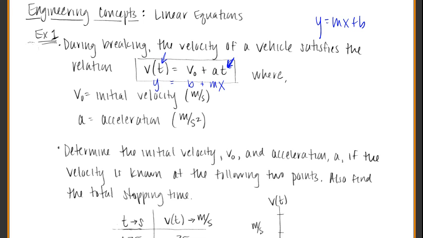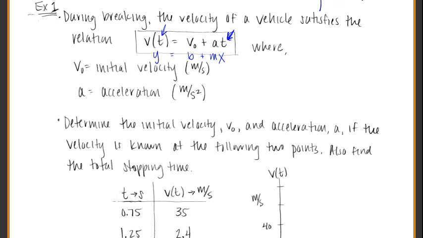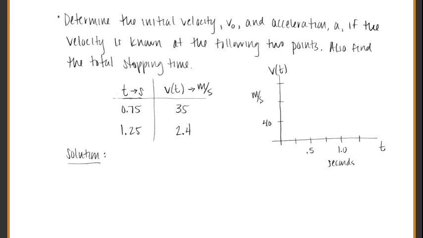Acceleration, if it's positive, means you're speeding up, and if a happens to be negative, then you're obviously slowing down, decelerating. In this first problem, we want to determine the initial velocity, v naught, that's our b, and we want to find the acceleration. Acceleration is our slope, the rate of change, and the initial velocity is our y-intercept, or our v-intercept in this case. If you look at that graph over there, you can label them as y and x, but as you can see, t represents our x variable and v of t our y variable.